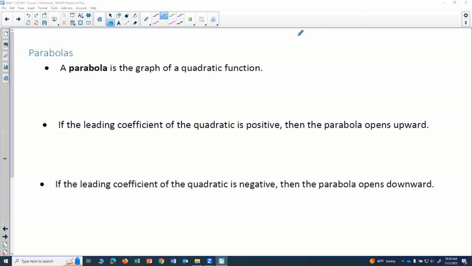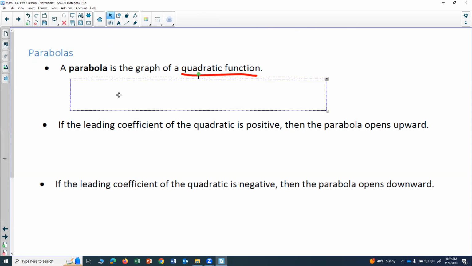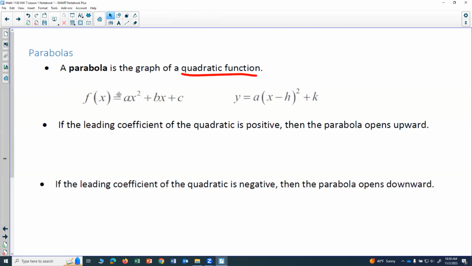In this video, you'll get an introduction to parabolas. A parabola is the graph of a quadratic function. So if you remember from previous sections, a quadratic function is a second-degree polynomial.